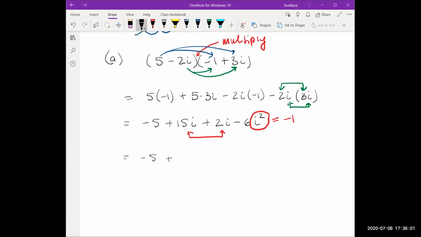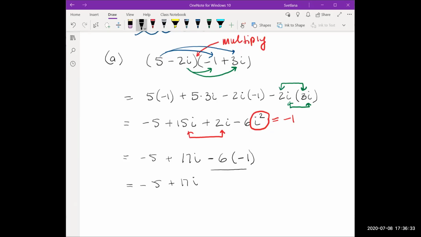So that's -1. That means this is what I'll have: -5 plus 15 plus 2, 17i. And then I have to be careful, because I'm going to write -6. Since it was -6i squared, it used to be multiplication. 6 and i squared were multiplied, so everything should stay multiplied here. As I replace i squared with -1, it has to be multiplied by -6.